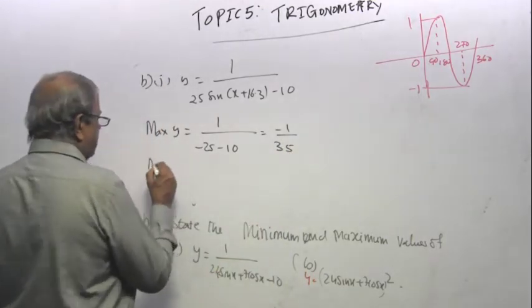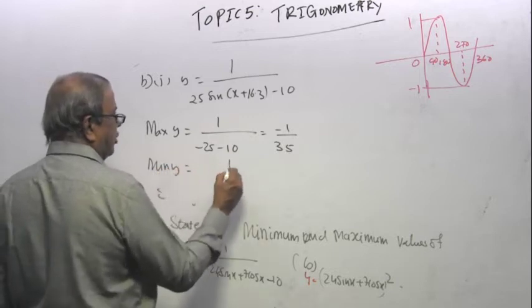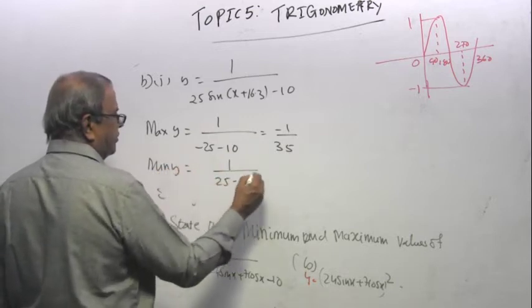And then what is minimum y? When the denominator is maximum, 25 minus 10.